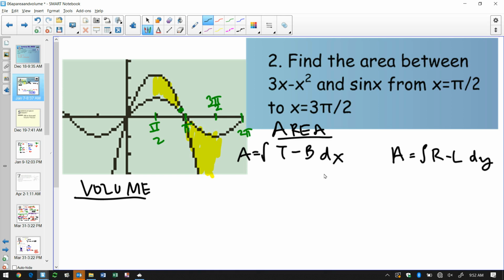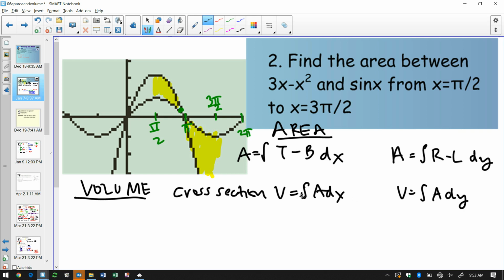Pick which one it is. Don't make it super complicated. When we did cross-sectional areas, we said that volume equals the integral of A dx, and volume equals the integral of A dy. It was one or the other, depending on what the cross-section was perpendicular to.